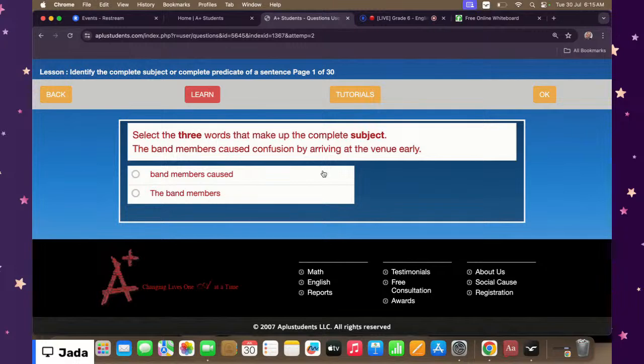Please send in your answers on the chat so that we can interact. It could be the first or the second, just one for the first and two for the second. Select the three words that make up the complete subject. This was in our tutorial, and we said that the band members caused confusion. So the band members will be the complete subject.